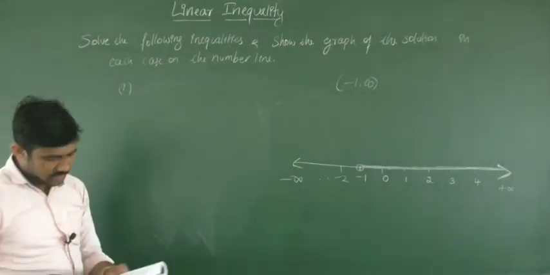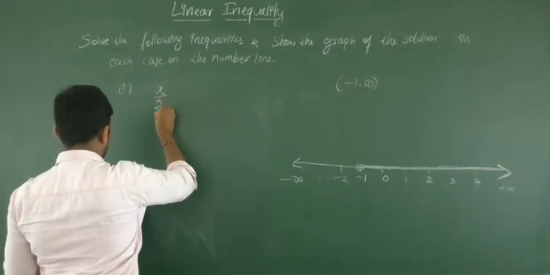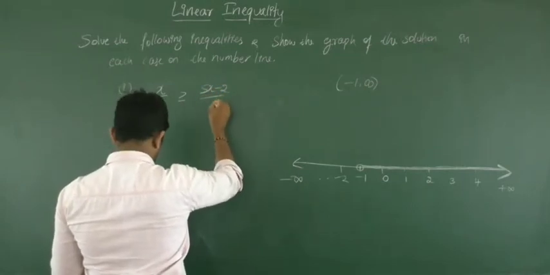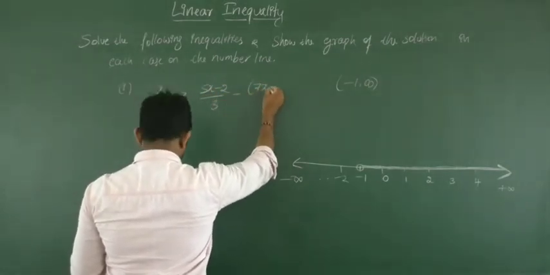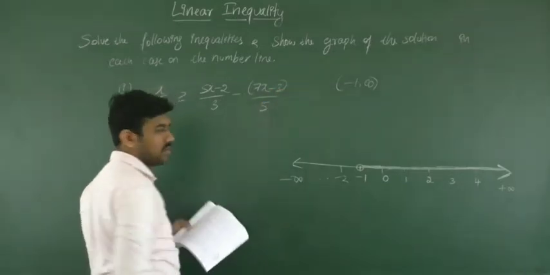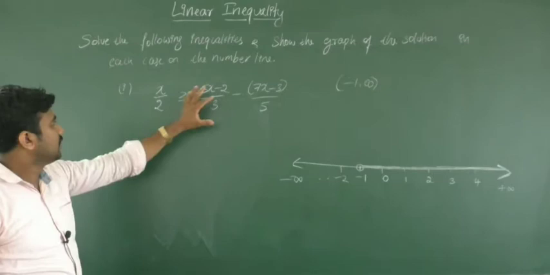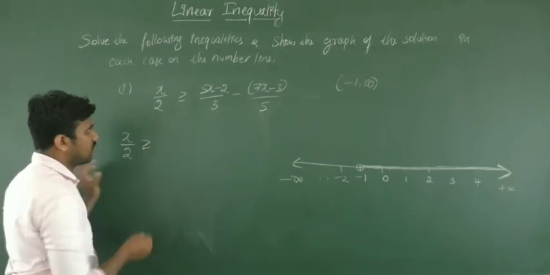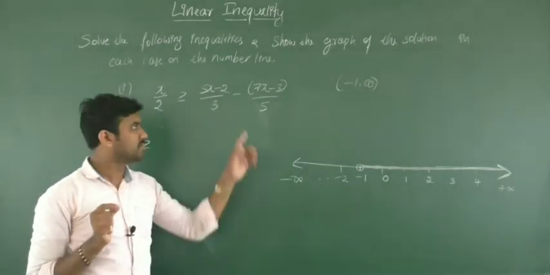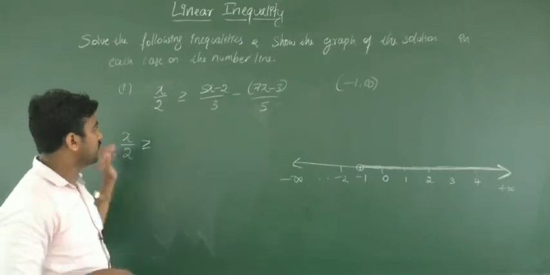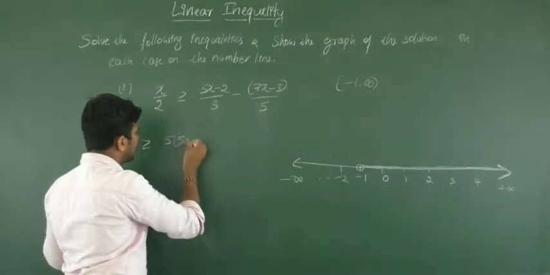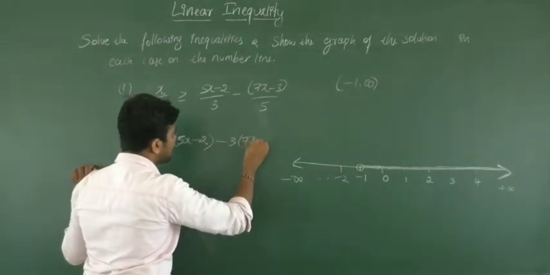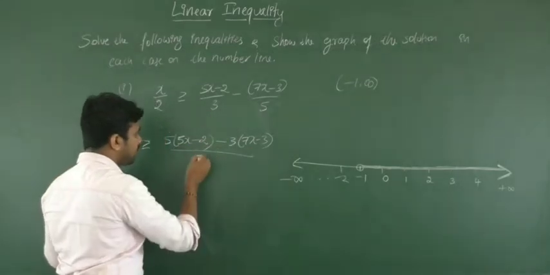See, x by 2 greater than or equal to 5x minus 2 divided by 3 minus 7x minus 3 divided by 5. Okay, so in this question, first to simplify, on the right hand side we have two fractions. First we have to simplify that. Take the LCM, 5 into 5x minus 2, cross multiplying, or take in the LCM, minus 3 into 7x minus 3 whole divided by 3 into 5, 15.